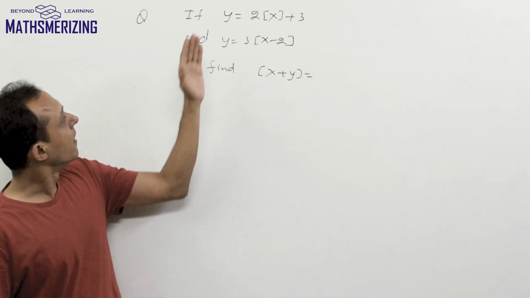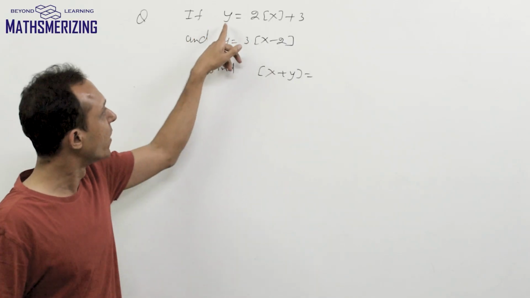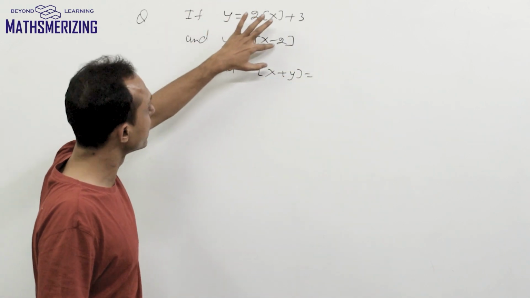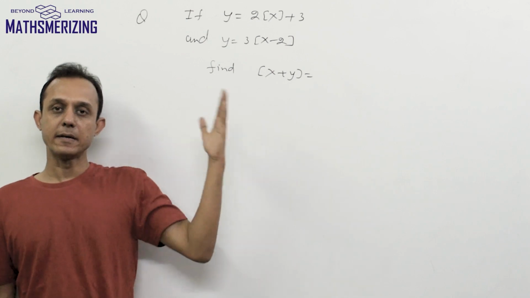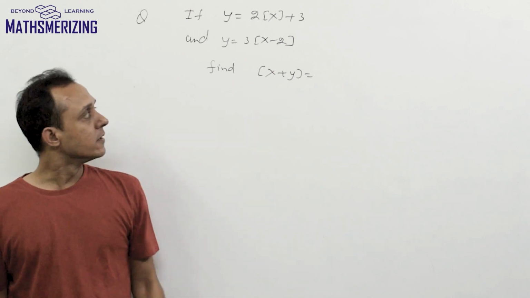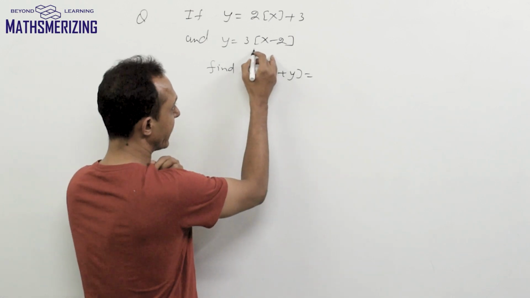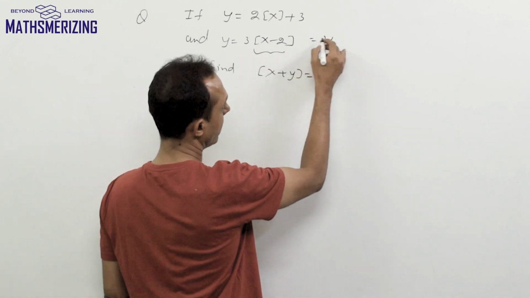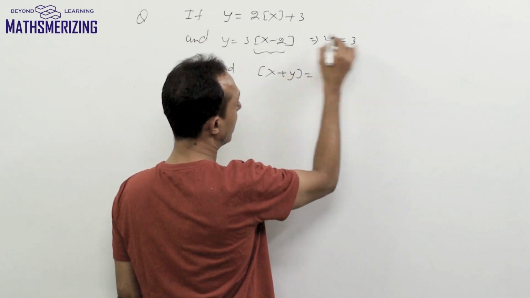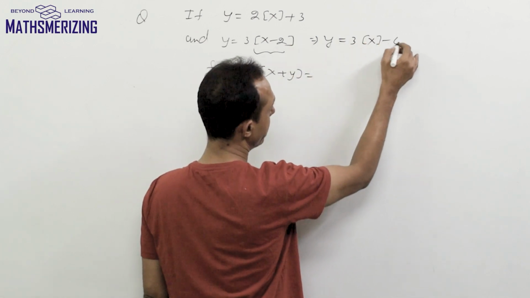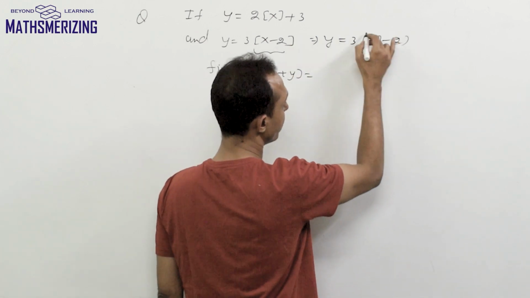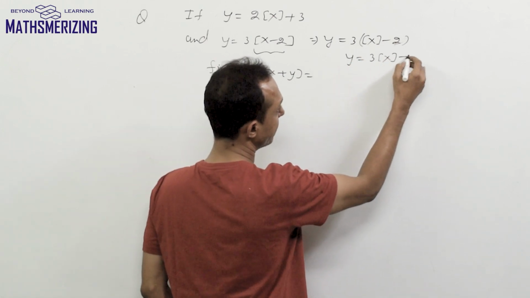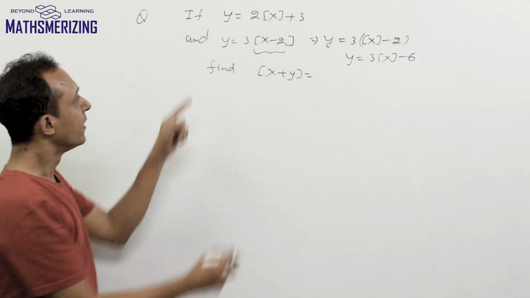So the question is, we are given two simultaneous equations, which are y equals 2 times the greatest integral function of x plus 3 and y equals 3 times the greatest integral function of x minus 2. We need to find the greatest integral function of x plus y. So what I know is, for the second expression, I can write the greatest integral function of x plus n as y equals 3 into, now this is the greatest integral function of x and then plus n. So if I multiply this 3, I can write y equals 3 times the greatest integral function of x minus 6.